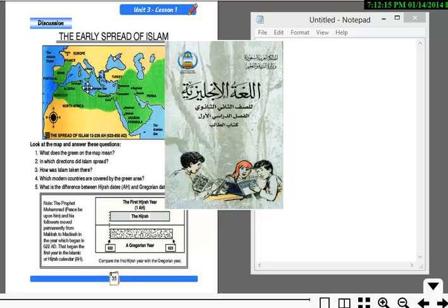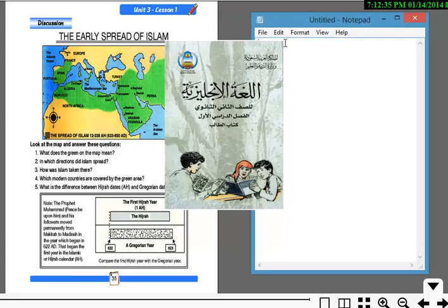What does the green on the map tell you? Well, basically, it's telling you where Islam has actually reached, what kind of borders, and this was back in 238 Hijri, which is about 850 in the Gregorian calendar. We're in 2014 now, and that was back in 850. So wow, that's a good deal of time if you subtract that. It's over 1000 years.